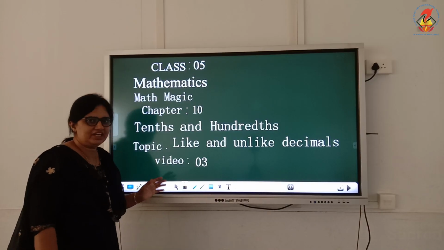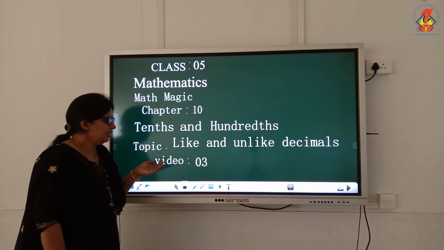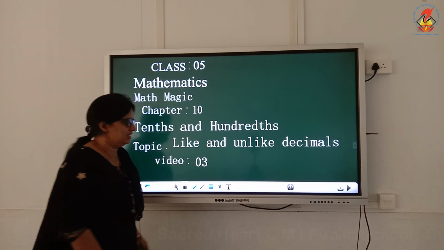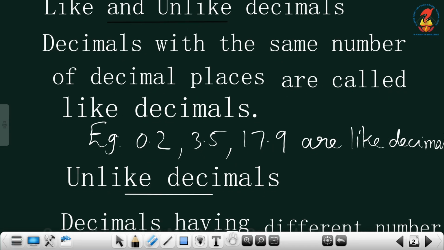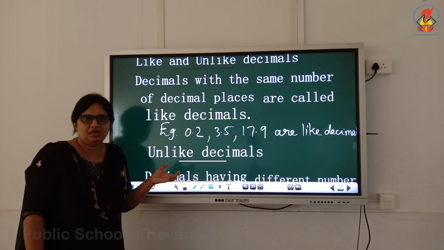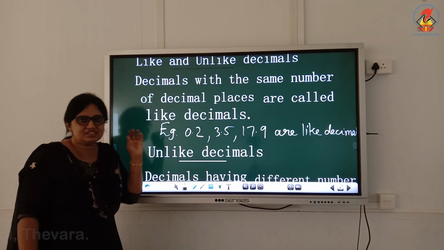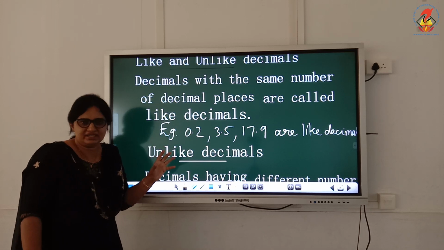Dear students, we will continue with the same chapter, that is tenths and hundredths, but I will give you the new topic, that is like decimals and unlike decimals. First one is like decimals. The decimals with the same number of decimal places are called what? Like decimals. How can you call it as like decimal? The decimals with the same number of decimal places are called like decimals only.